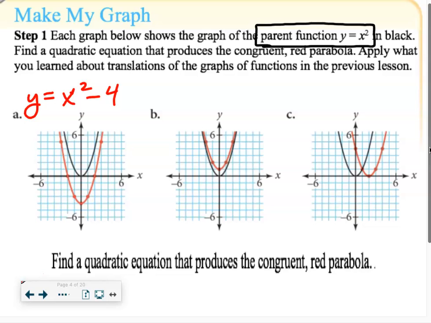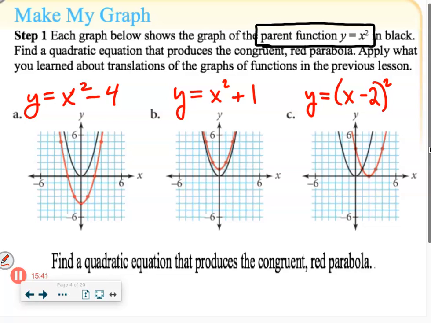Okay, so for this next one, how is this thing shifted? Up 1, right? Shifted up 1. So are we going to add or subtract to the input or the output? Output, again. So we have x squared, and then we put plus 1. This one right here, how is this shifted? To the right 2. So am I going to add or subtract to the input or the output? Input. And if I want to move to the right, I do the opposite sign. I subtract 2.